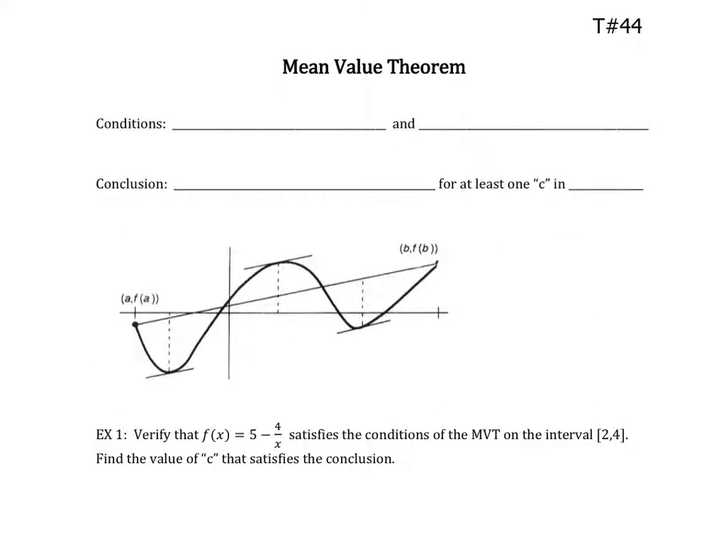Right, let's check out T44, which is the mean value theorem. It's the second kind of existence theorem that we are going to talk about. And remember, when you learn those, you need to learn the conditions. Like, you've got to know when it holds, so what conditions have to be met, and what the conclusion is and how to use it.